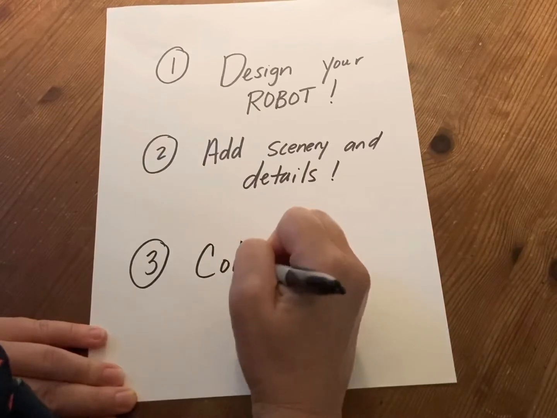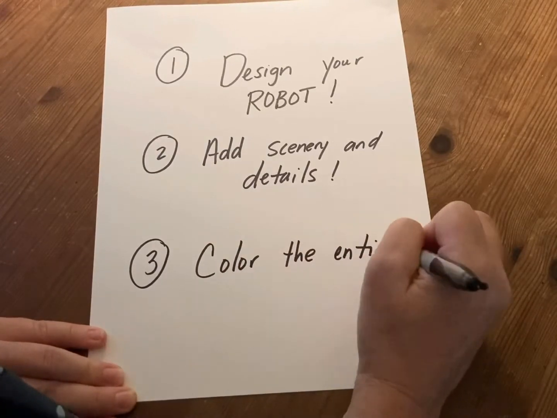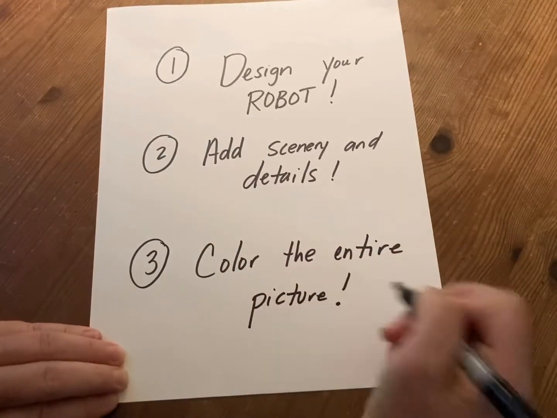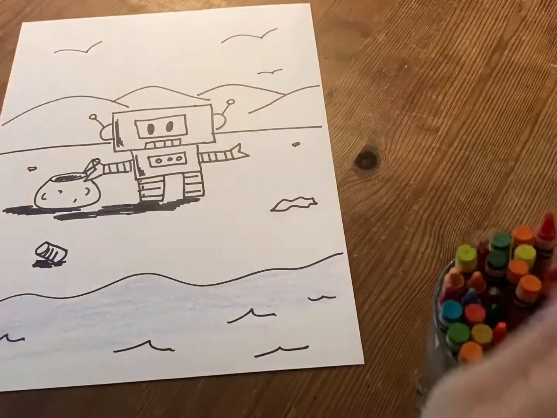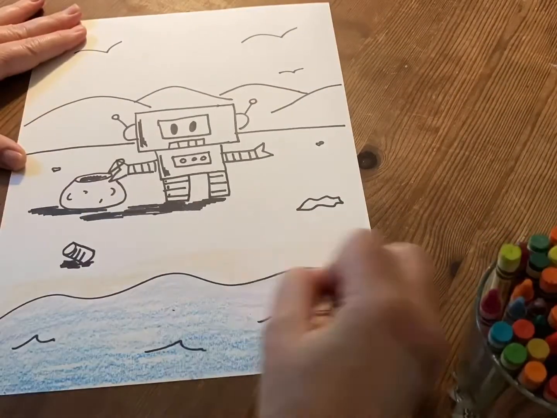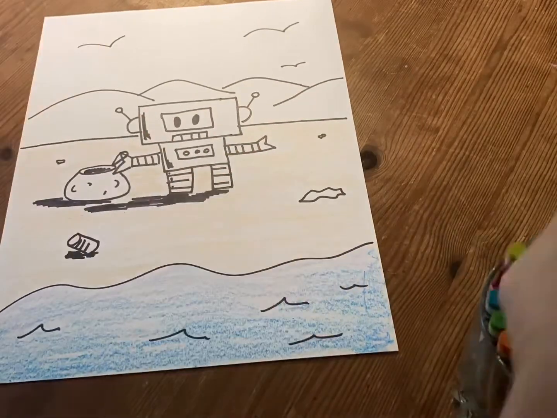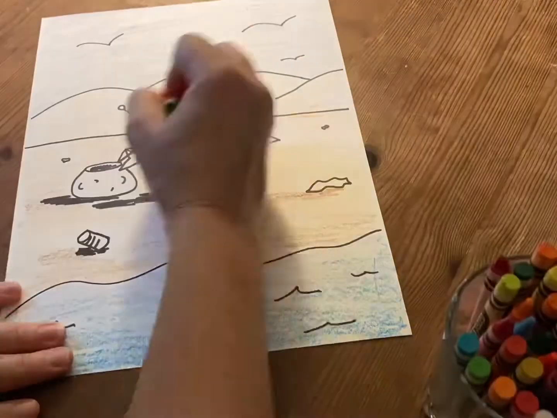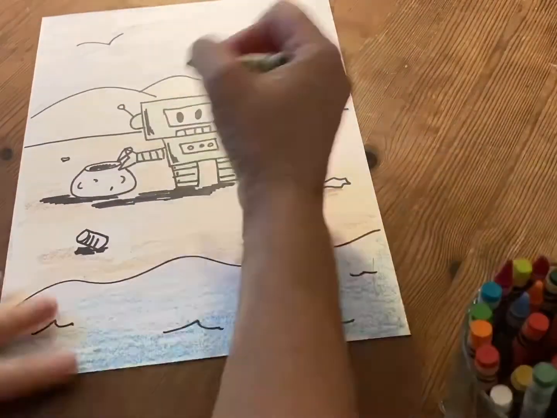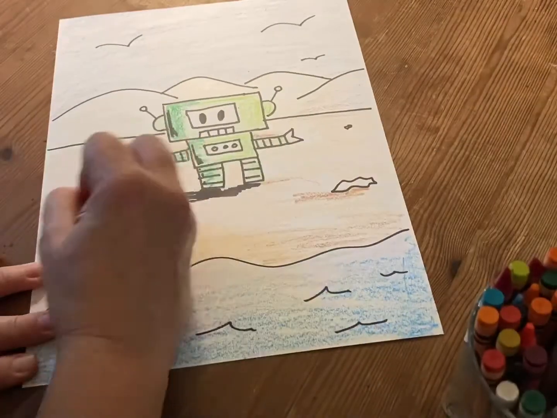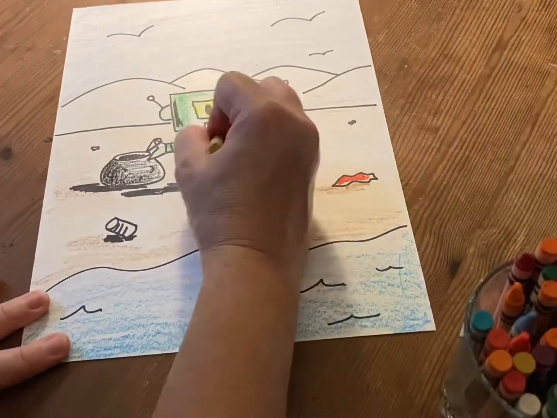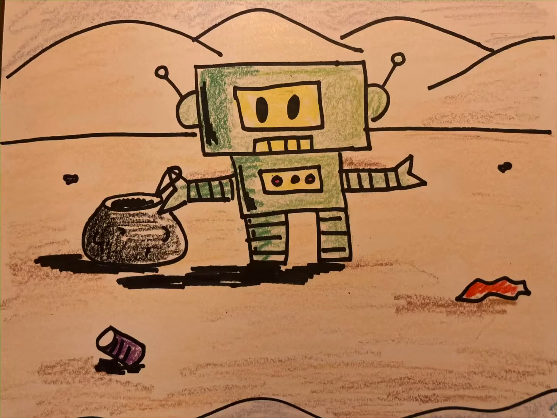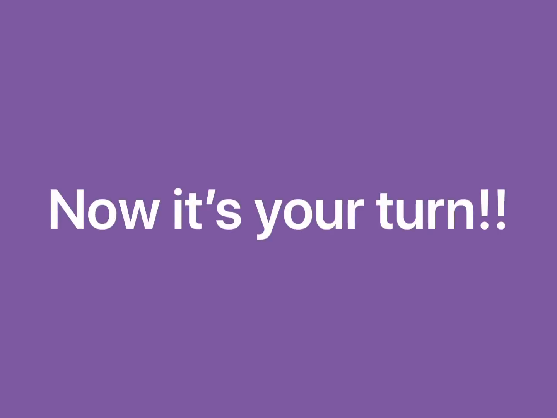And finally, you're going to add color to your entire picture. Add to the depth of your picture and the form of your objects by mixing colors. Once you've designed your kind or helpful robot, drawn a background and details, and colored the entire page, you are complete. I cannot wait to see what you create.